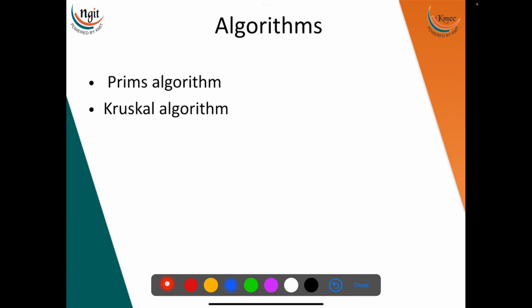There are 2 techniques to find the minimum cost spanning tree. One is Prim's algorithm, the other one is Kruskal's algorithm. So in the next video we'll continue to discuss how to find the minimum cost spanning tree using Prim's algorithm and the same using Kruskal's algorithm. Thank you all.